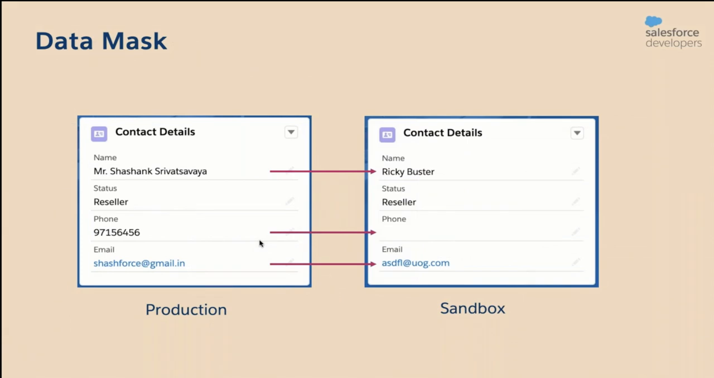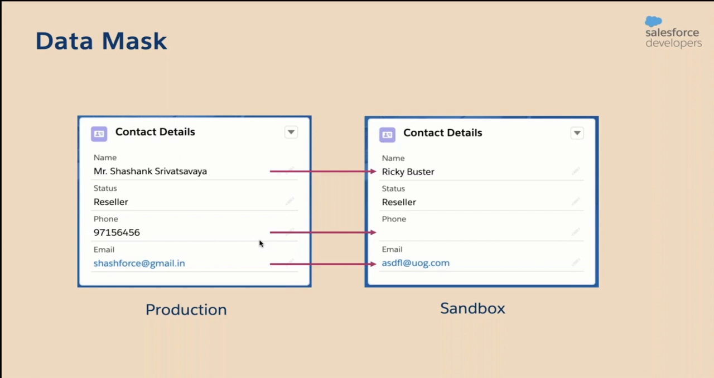So on the left, I have the production data. The name has Shashank, status is reseller, there is a phone number, and there is an email address. Now, the data on the right is my sandbox where I have pseudonymized the data, which means the name field actually gets first and last names from random sources. So it is Ricky Buster, which is actually a real name, but it is not a garbage value like ABCD. That is what pseudonymized means.